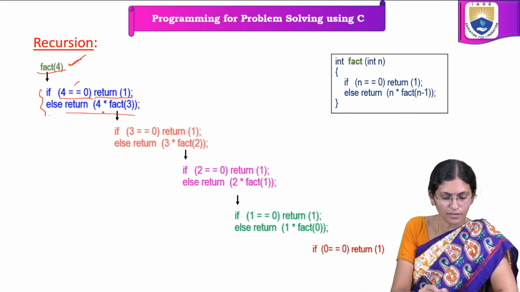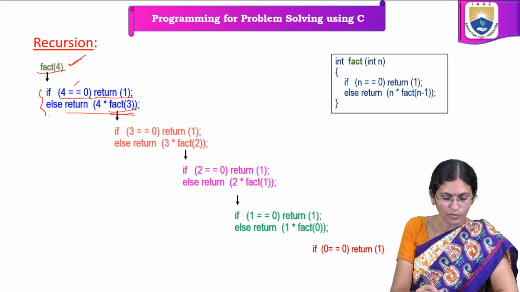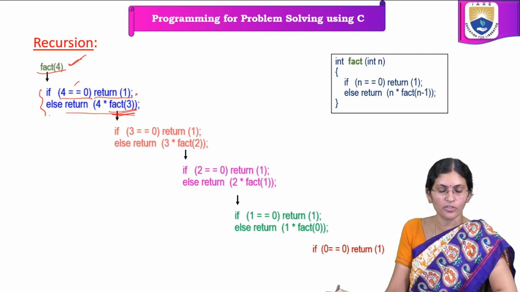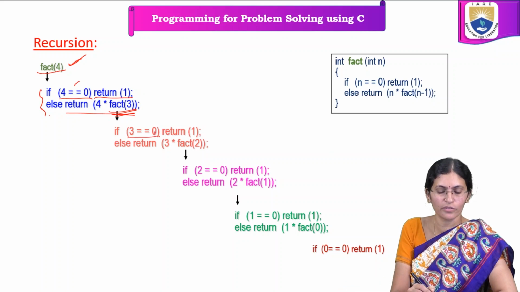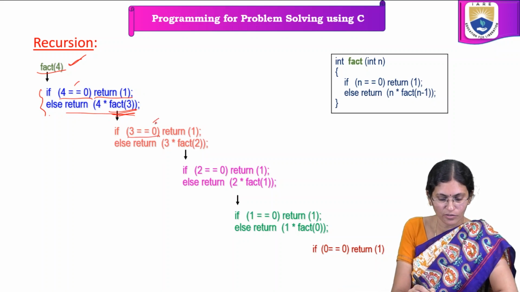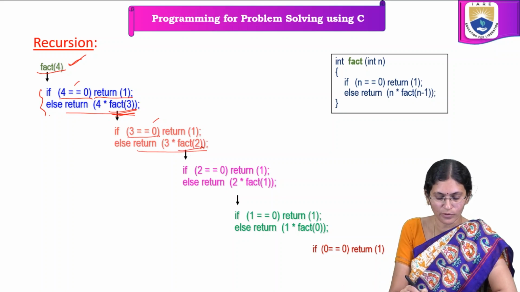Here the return statement again calls the function, factorial of 3. Again it checks the condition: 3 is equal to 0. This condition is false, so it will go to the else part and execute this line. Here again it will call the function, fact of 2 this time. So n minus 1 is initially 4, in the next call it will be 3, and in the next call it is 2.